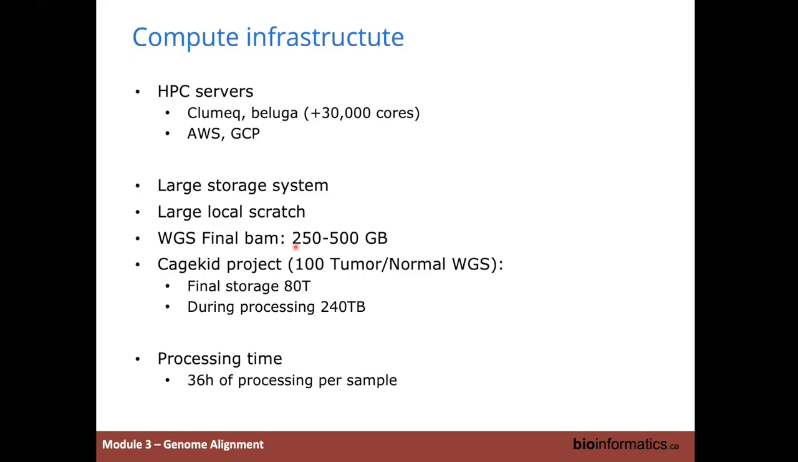For example, a couple of years ago when we did the KIT project, we analyzed 100 tumor-normal pairs, and our final storage was around 80 terabytes. And during the processing, because each step generates temporary files, we needed 200 to 400 terabytes. So this is mainly to show you that you really shouldn't try to do that on your own computer.